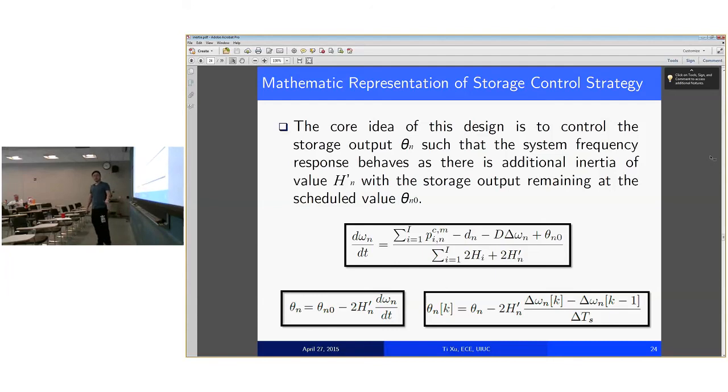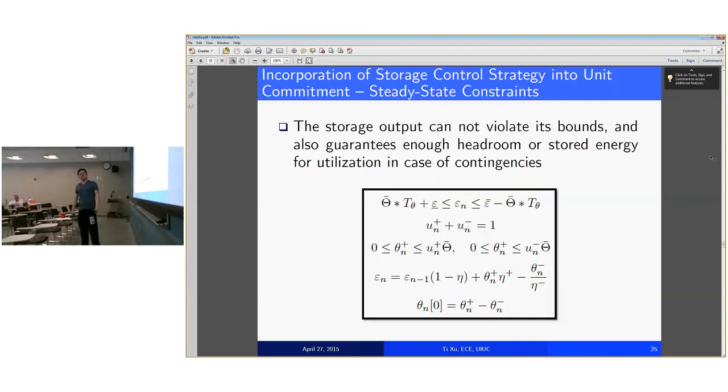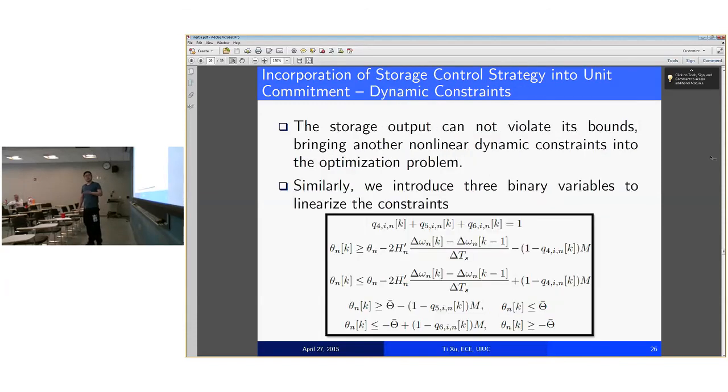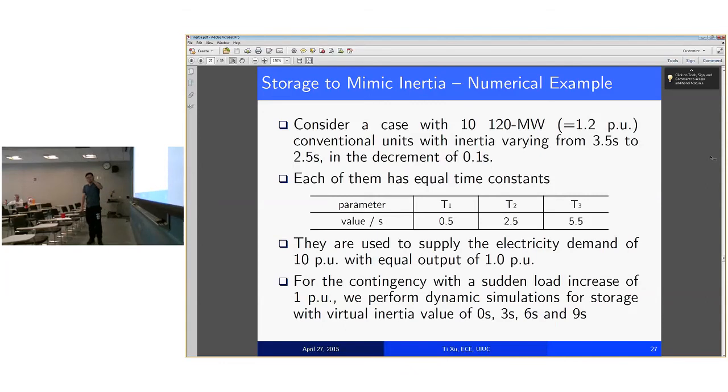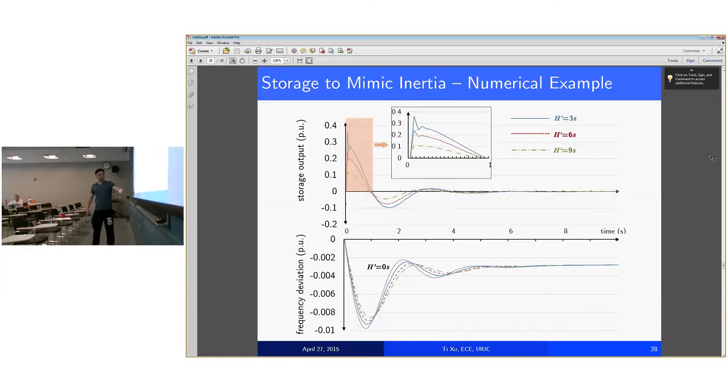So similarly, I have the steady state constraint for the storage, and the dynamics constraint for storage as well, because it's still a maximum and minimum, so I have to have the equivalent representation as well. I run some simulations. There are 10 units here, with varying inertia and the same parameter for the time constant. I suppose there is a 1 per unit sudden load increase, and I assume that the storage can provide 3 seconds, 6 seconds, 9 seconds, or 0 seconds of inertial services.